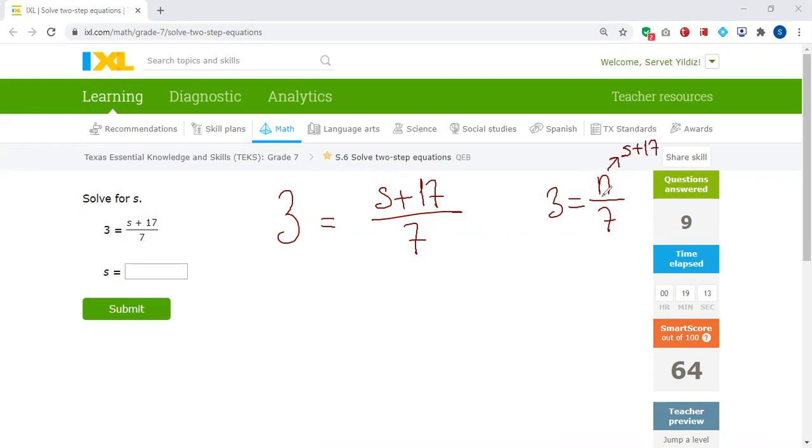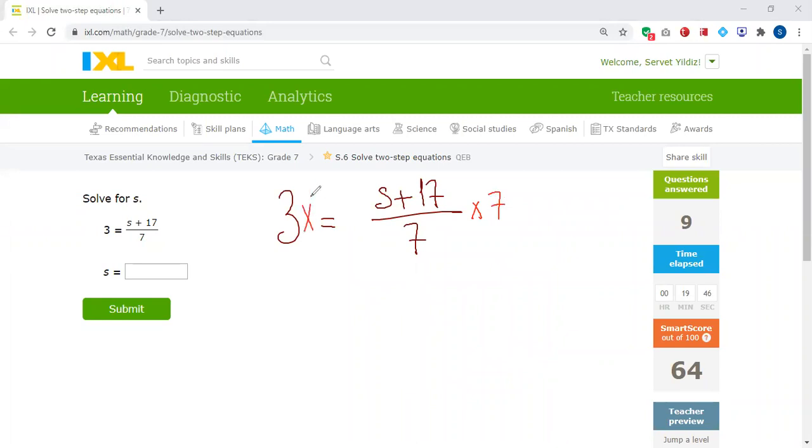After you find the value of n, the numerator, then you can find the value of s. So that's what we're going to do now. First, I have to find the value of the numerator. So I have divided by 7. What is the inverse operation of division? That's multiplication. That means I have to multiply both sides by the denominator, because I want to eliminate the 7. So I'm going to multiply both sides by 7.